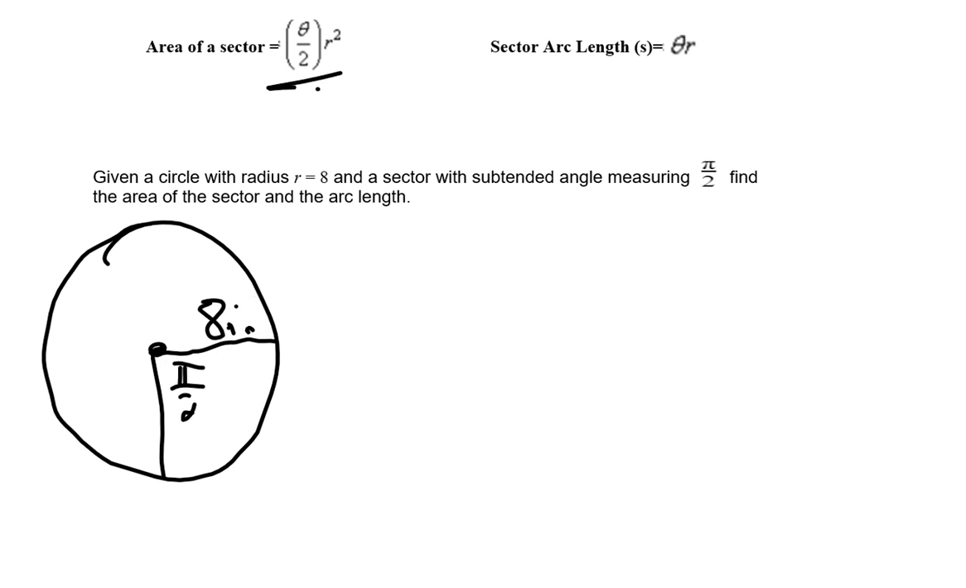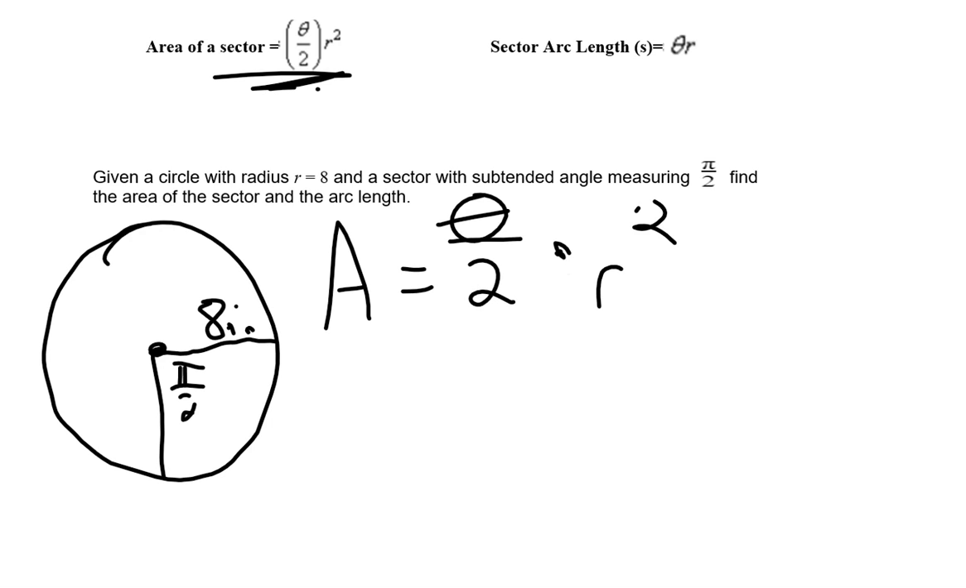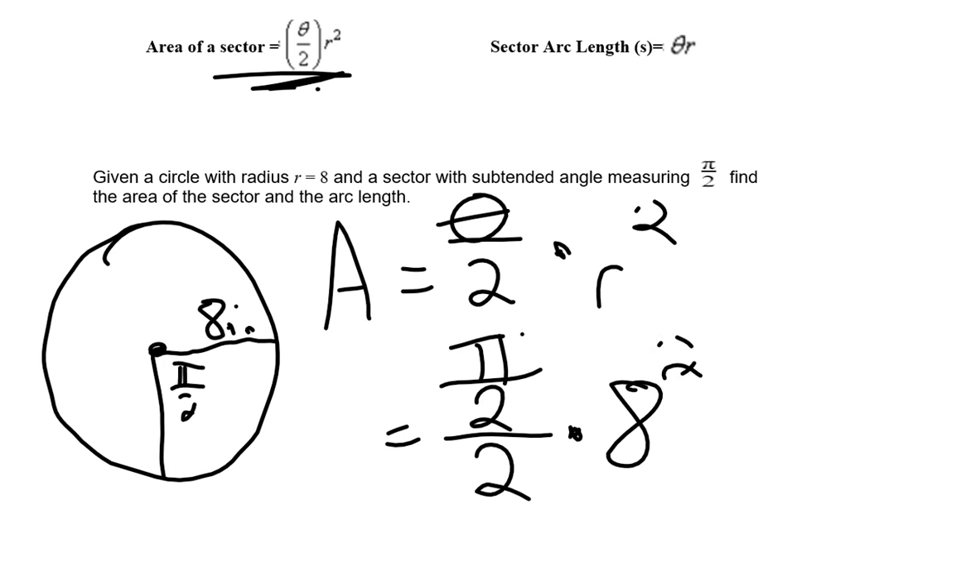First thing we're going to do is find the area of the sector. To find the area of the sector, we've got to take our angle, divide it by 2, and then multiply it by our radius squared. Our angle is pi over 2, and we'll divide that by 2, and then we'll multiply it by our radius squared. Our radius was 8, so we'll do 8 squared. Pi over 2 is going to become pi over 4. 8 squared is going to be 64.